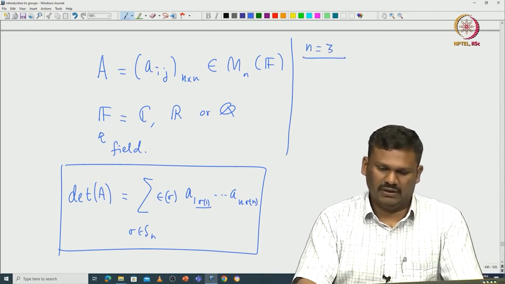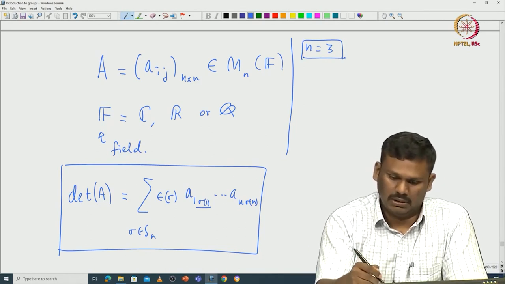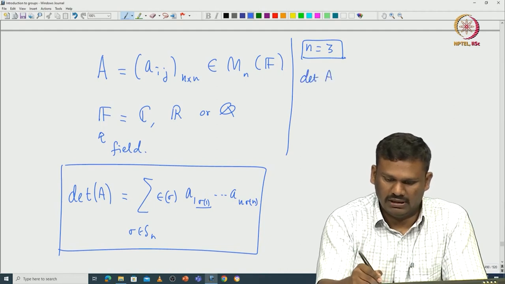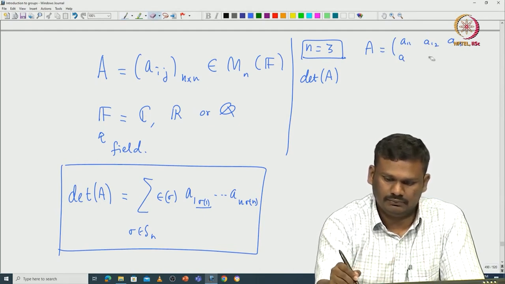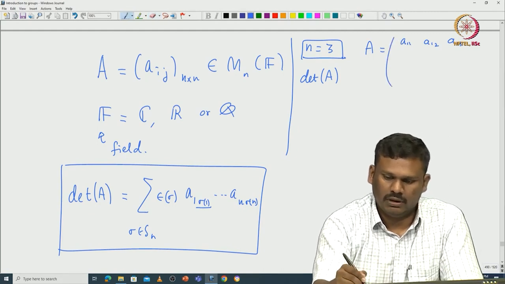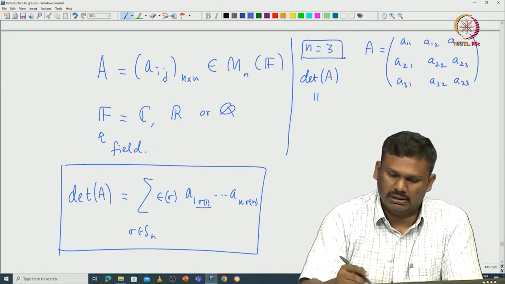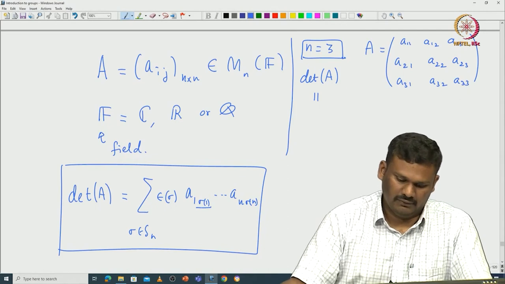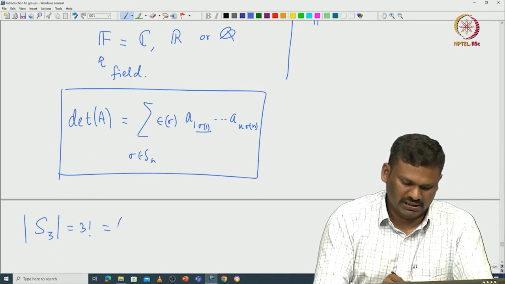So you can try to verify this is the formula that you must have seen in your high school. The determinant of A, when A is the matrix with rows A11, A12, A13, A21, A22, A23, A31, A32, A33, is given by the following. So how many terms do you have in S3? The cardinality of S3 is 3 factorial, which is exactly 6.